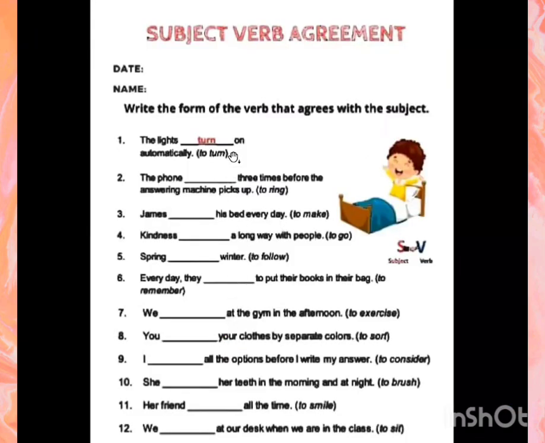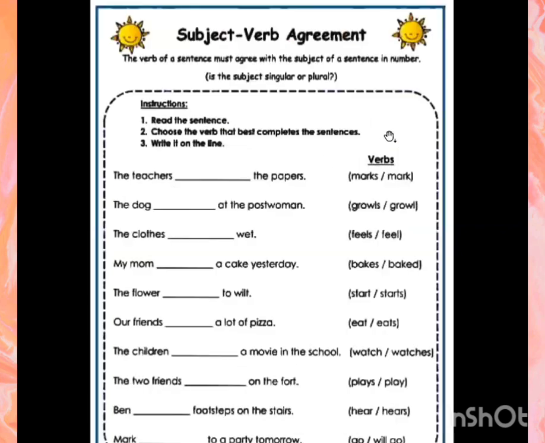So dear students, we have a small worksheet for you wherein the sentences are given in fill-ups and you have your choices given in the blanks. The first one is already done for you. The lights turn on automatically. There are the words written, to turn. You have to adjust accordingly. The next one: the phone dash 3 times before the answering machine picks up. The phone rang, it could be rang or it could be the phone rings. And the rest of the blanks you are going to solve on your own.